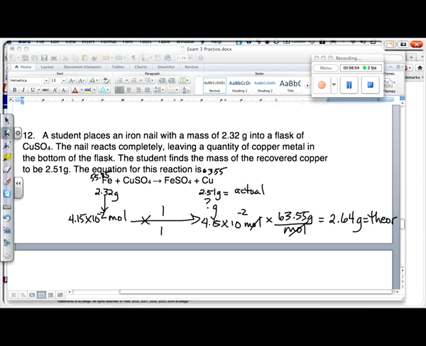So to get my percentage, so that's my expected yield. My percentage yield is the actual over the theoretical times 100. And I end up with 95.1%. And that concludes our exam 3 practice.